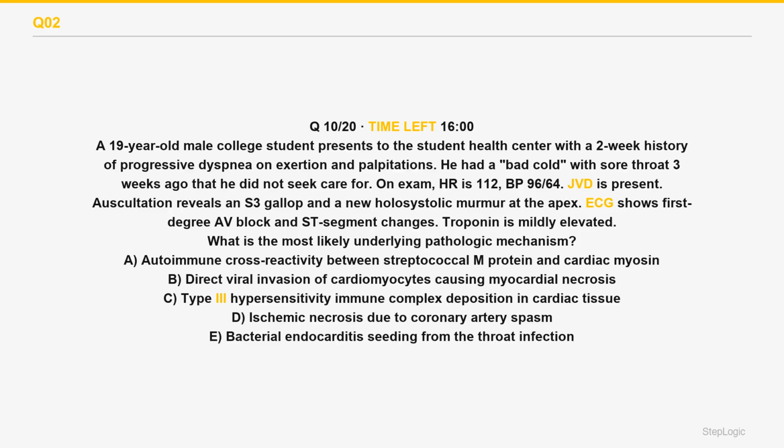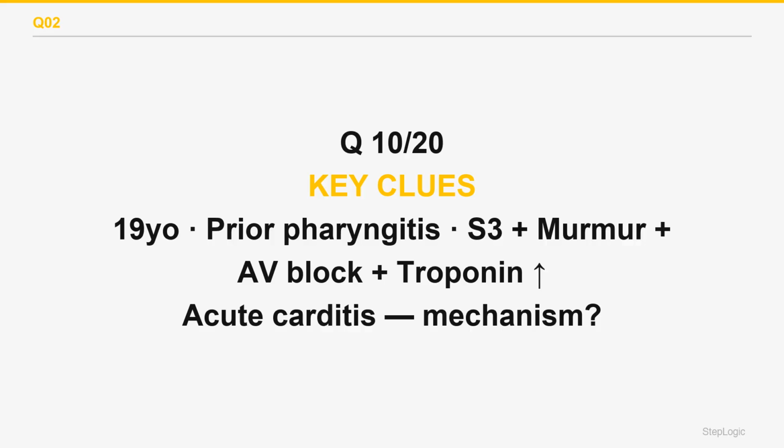Read the question stem. Underlying pathologic mechanism. Young patient, prior pharyngitis, new heart failure signs, AV block, murmur: rheumatic fever with carditis versus viral myocarditis. Key: what was the bad cold? The clinical picture fits acute rheumatic carditis. The preceding pharyngitis, specifically Group A streptococcal pharyngitis, triggers molecular mimicry.